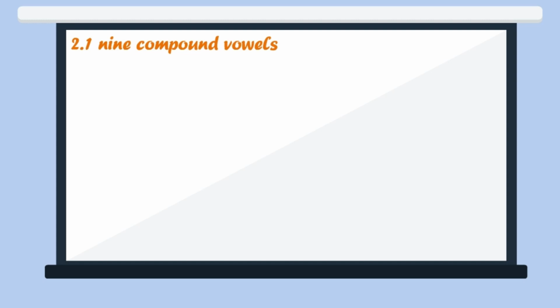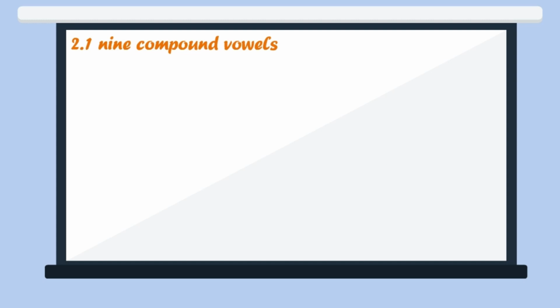The sixth compound vowel, ie. This is a rising compound. This sound is similar to the English word yeah. Please notice that when pronouncing ie, i is shorter and lighter, while e is longer and louder. Please repeat after me.